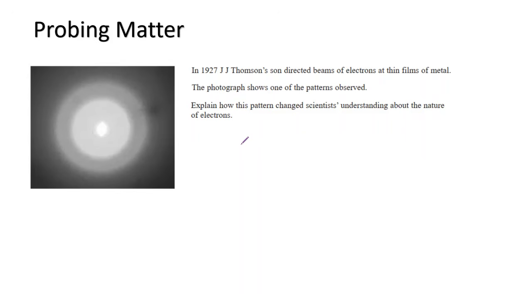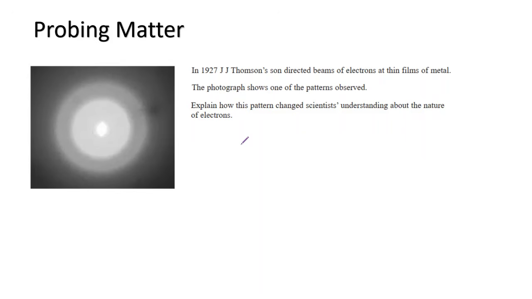So in probing matter, this is a question. It says in 1927, J.J. Thomson's son, J.J. Thomson is actually the person credited with the discovery of electrons. So let's see what his son did. Directed beams of electrons at thin films of metal. The photograph shows one of the patterns observed. Explain how this pattern changed scientists' understanding about the nature of electrons.